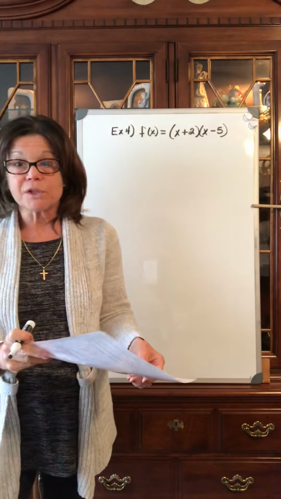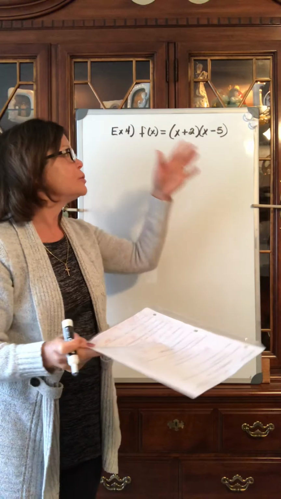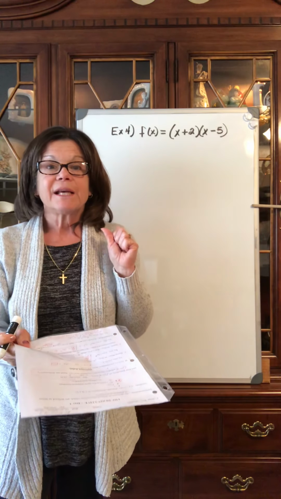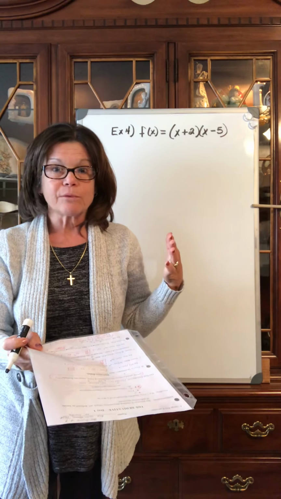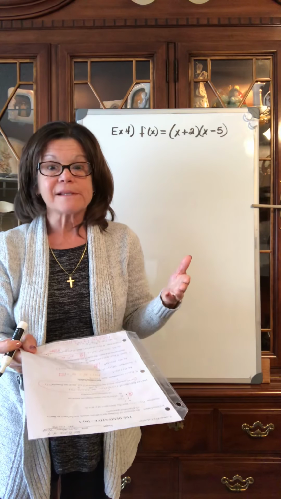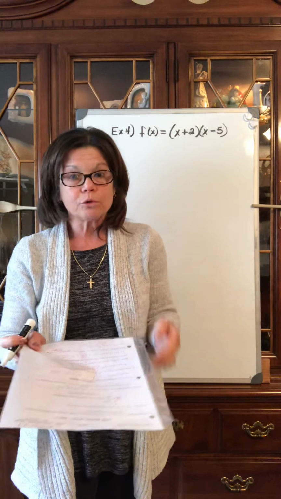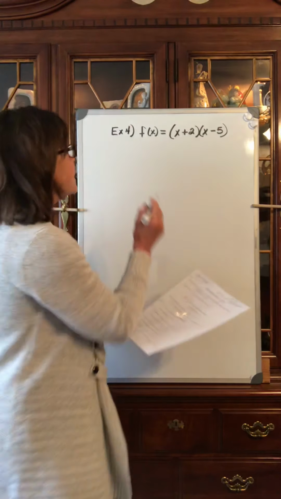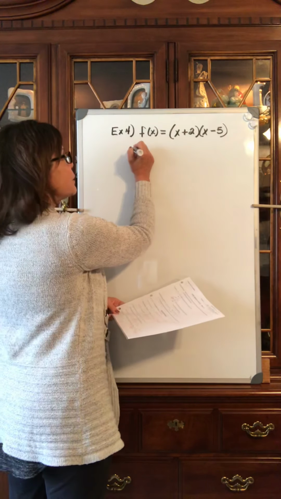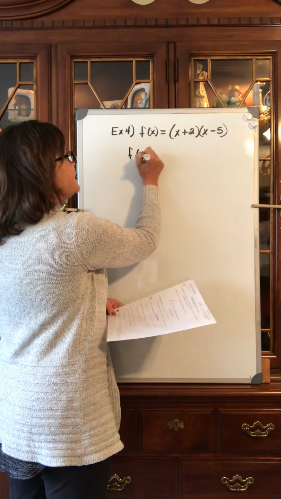This is the product of two separate functions. One function is x plus 2, one function is x minus 5. If you just multiply these together with FOIL and take the derivative of each piece, you're going to get the same answer as if we use the product rule. The product rule will become more important again in a couple of days. So one way you could do this without the product rule is just to multiply these using FOIL.